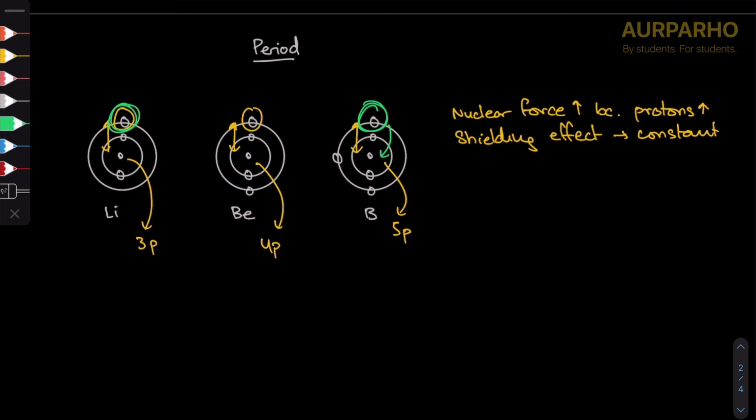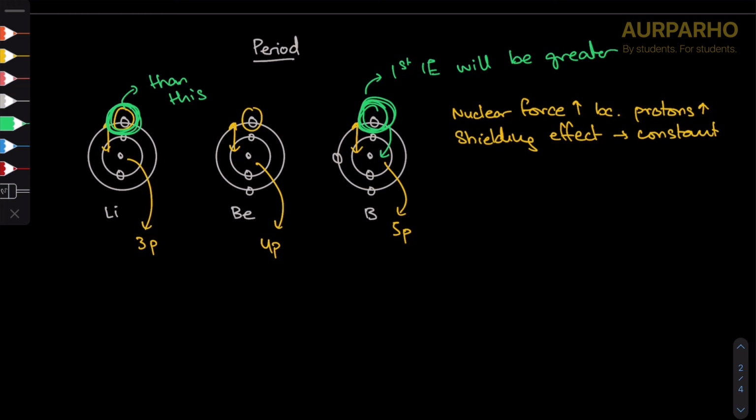force than this electron. And because of this, the first ionization energy of this will be much greater than this. So yeah, because this is experiencing a greater nuclear force and this is experiencing a relatively lesser nuclear force.